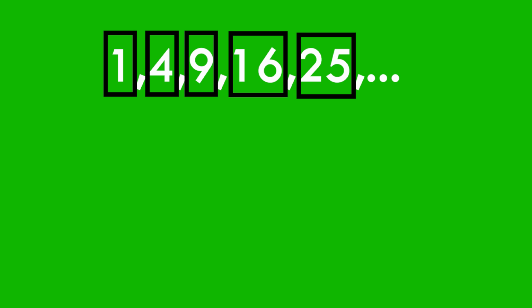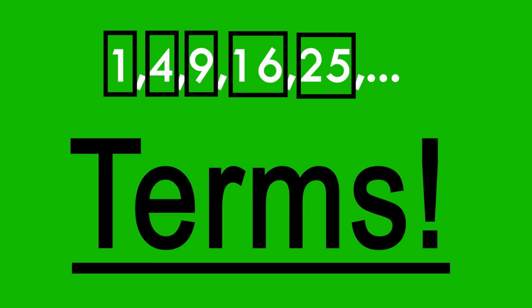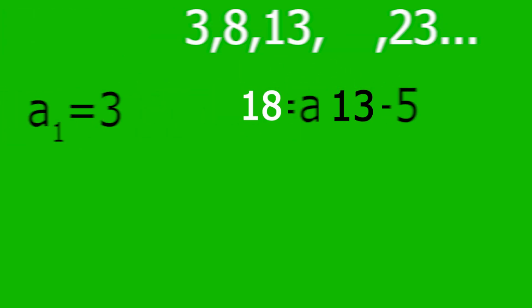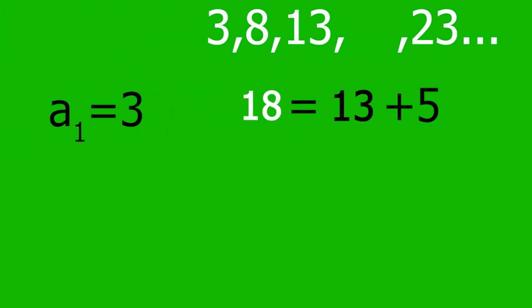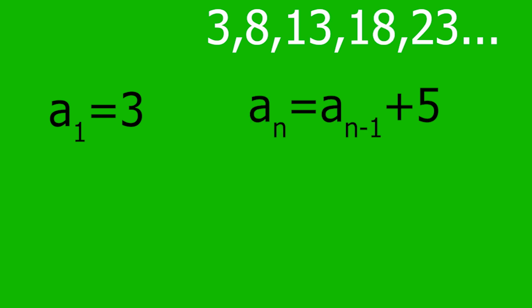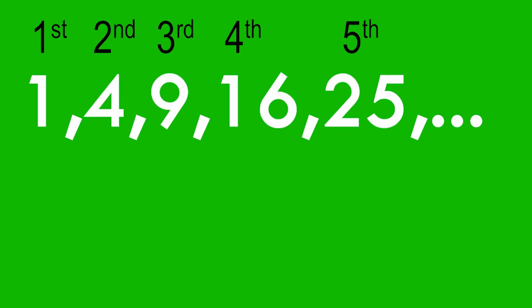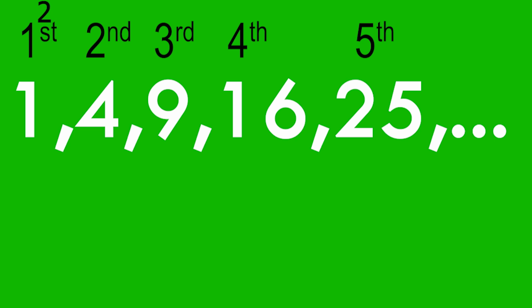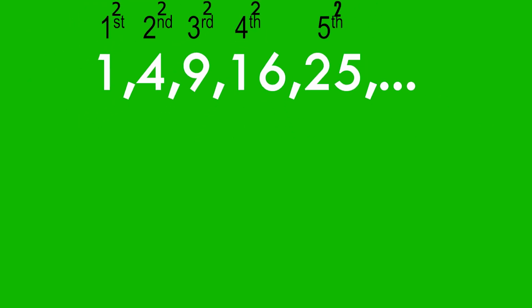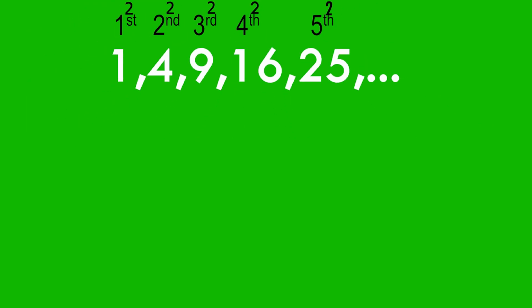There's one more type of formula, which I'll explain now. When you have a sequence, the objects in the black box are known as terms, and I'm going to name them that from now on. In the previous example, we used the previous term to define the next term, and that was known as a recursive formula. In this example, we're going to use the position of these terms. So this is the first term, second term, third term, so on and so on. If you square the position, first term, you get 1, second, you get 4, third, you get 9, and so on and so on.